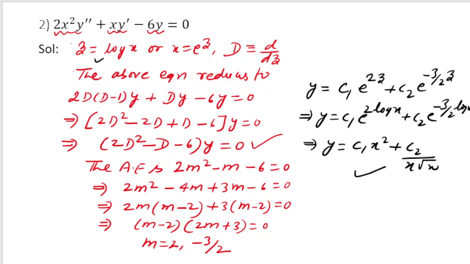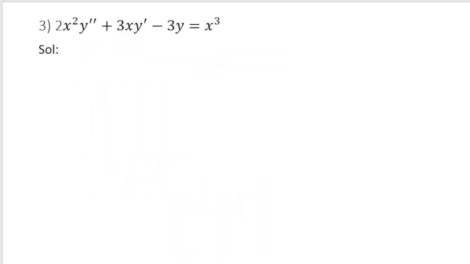So 2 problems done. Let us move to the third problem. The first 2 problems were of the homogeneous kind, so this problem I have taken is of the non-homogeneous kind, because the process remains the same. The only thing is that you have to make the appropriate transformation. So clearly you can see that this is also in Euler-Cauchy form, x square y double dash plus x y dash minus 3y is equal to x cube.